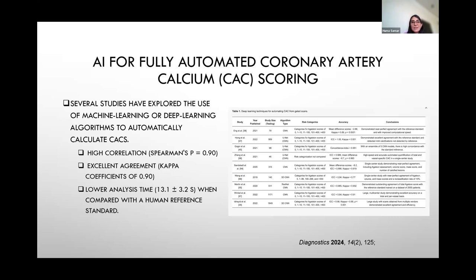Moving on to cardiac CT, because of the ability of these AI algorithms to segment the coronaries and then to even be able to segment the calcified plaques within the coronaries, we now have several deep learning algorithms that will automatically segment and obtain coronary artery calcium scores on these gated scans with very good correlation with manually done scans and a much lower analysis time.